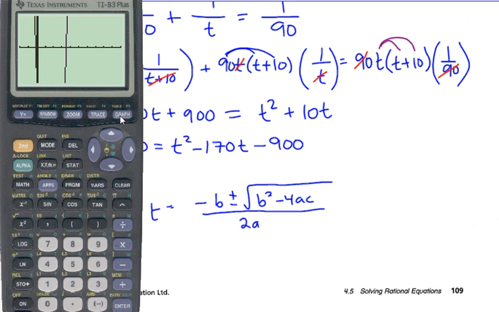So to get our 0, what do we push? Second trace, and we want number 2. We have to go to the left side of the 0, push enter. Go to the right side, push enter, make a guess, and then it tells you: 175.